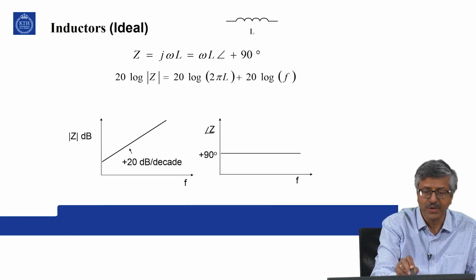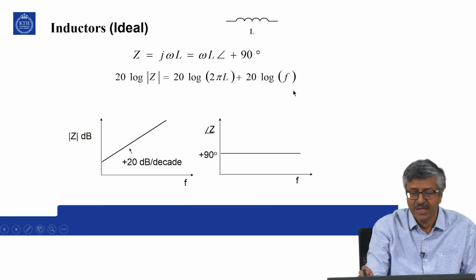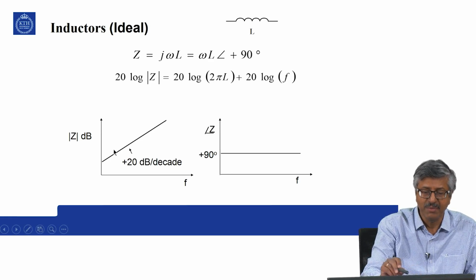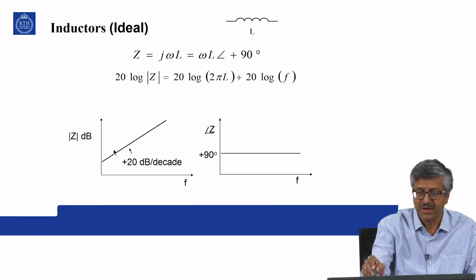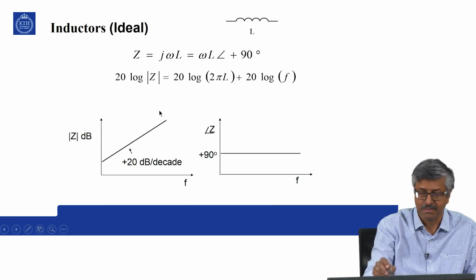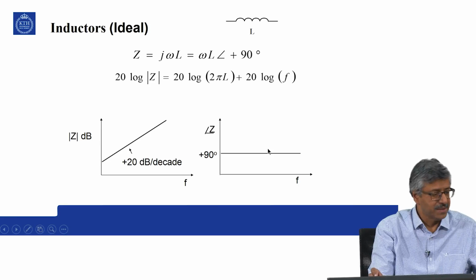So 20 log Z equals 20 log 2 pi L plus 20 log F. So you see that it is a 20 dB per decade increase in impedance: as the frequency increases 10 times, there is a 20 dB increase in impedance. This part is constant at 90 degrees. So this is the ideal inductor.